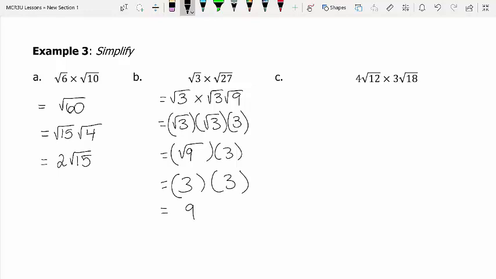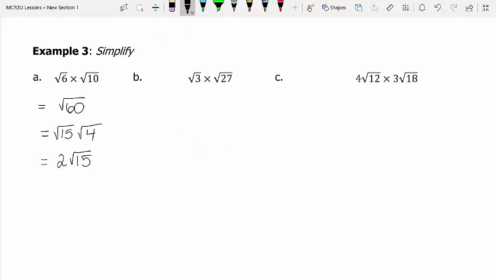So that's one way. Some of you might have noticed another way to do this. Okay, instead of breaking down 27 right off the bat, you could have multiplied root 3 times root 27 together. So let's do it that way. So root 3 times root 27 is equal to the square root of 81. 81 is a perfect square. So we get 9 again. So this way was just a little bit quicker if you noticed that.